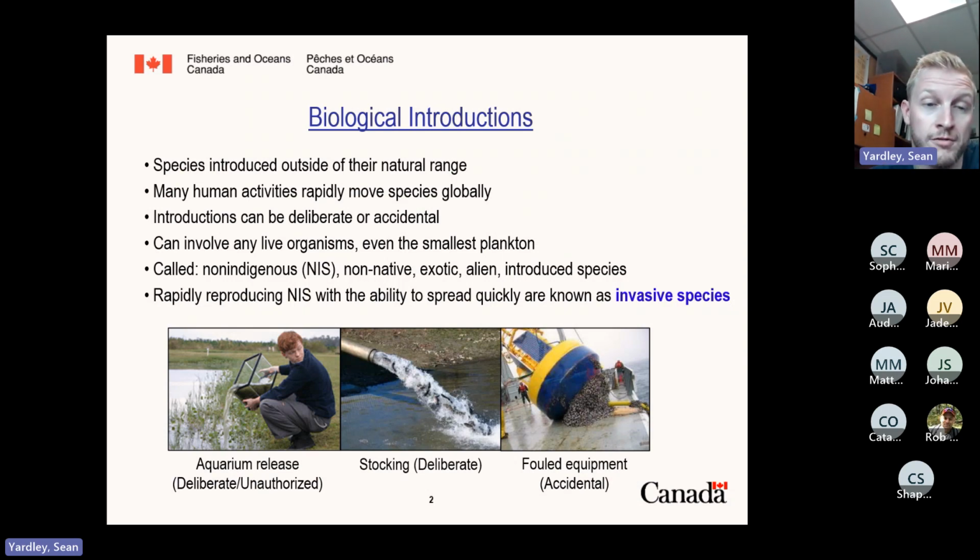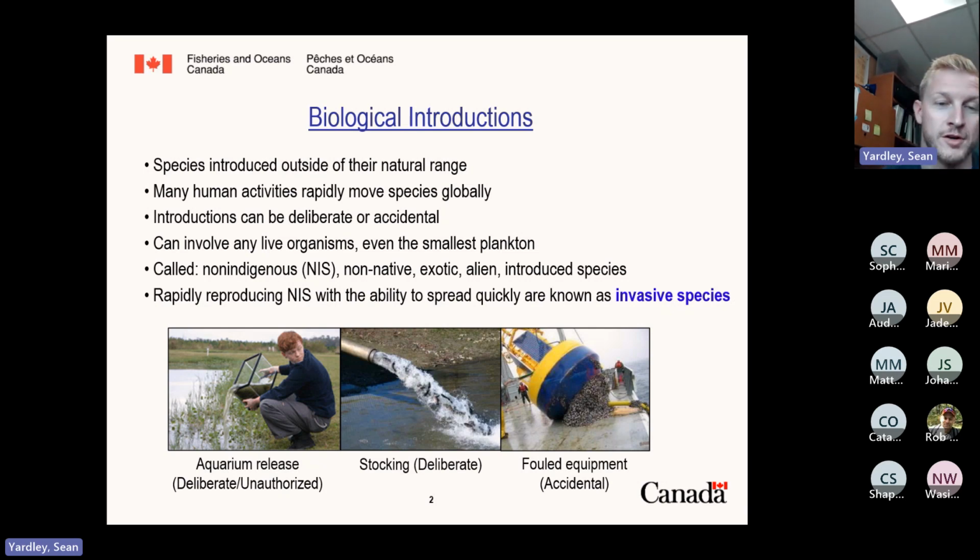And introductions can involve any live organisms down to the smallest plankton. So that's what our lab in particular is looking at, phytoplankton and zooplankton introductions. But just for a broader context, it can include any species, whether it be aquatic or, in other instances, terrestrial species as well.